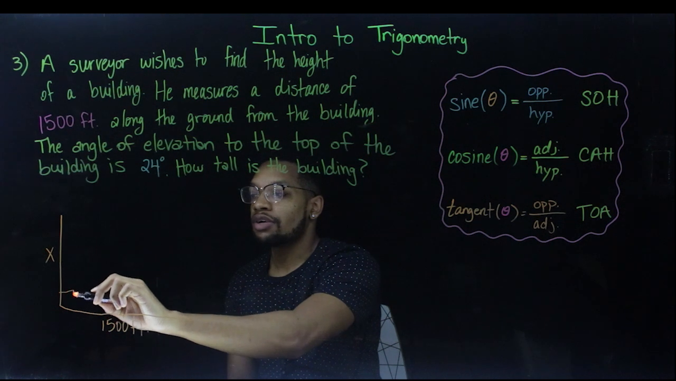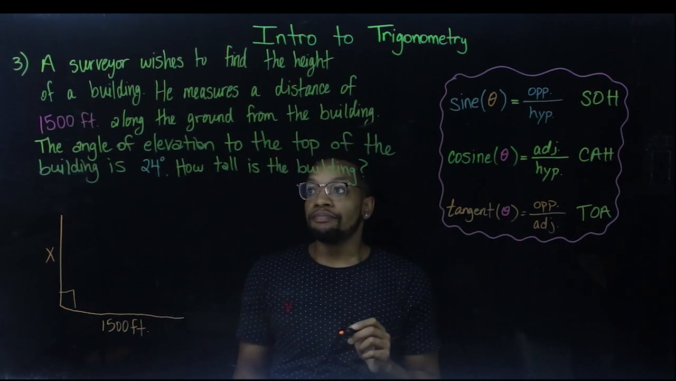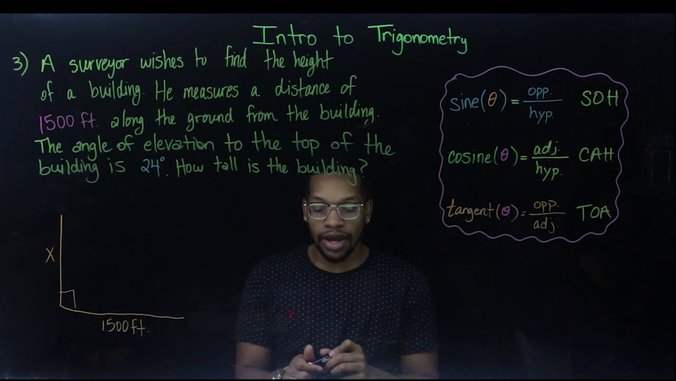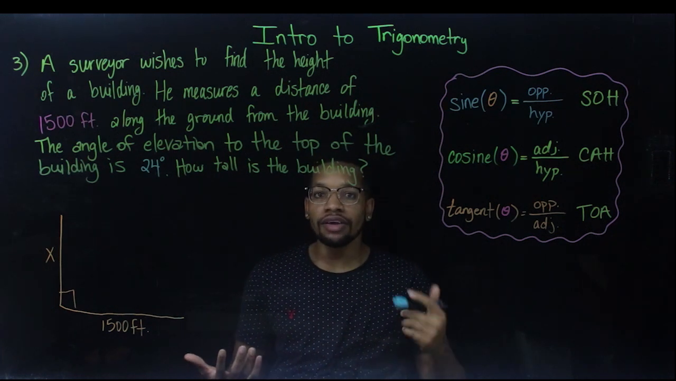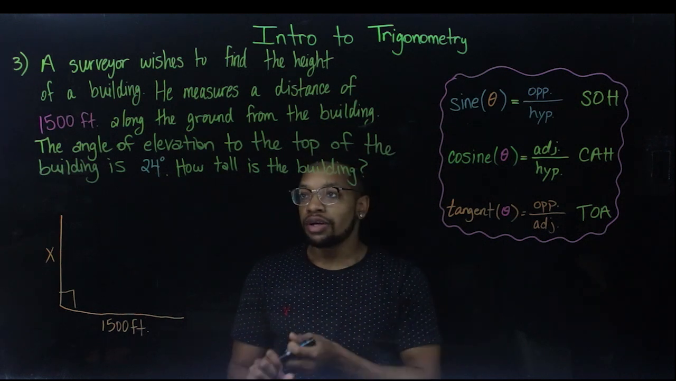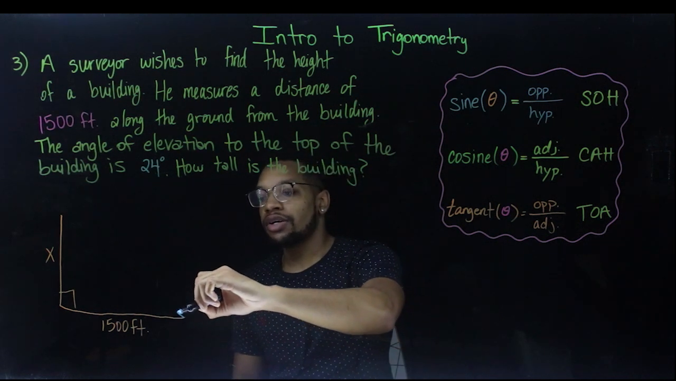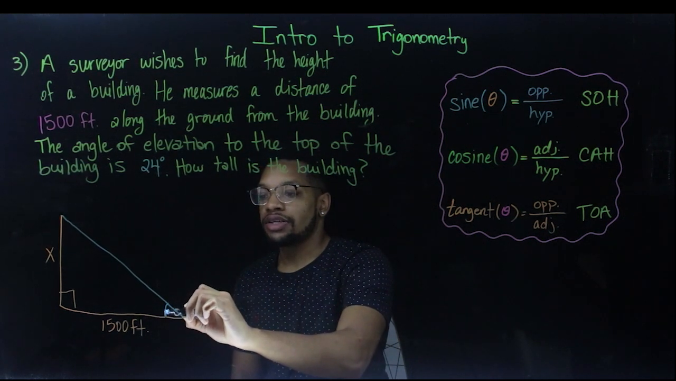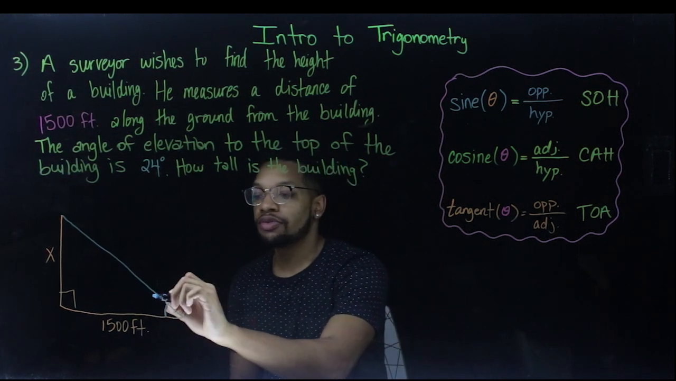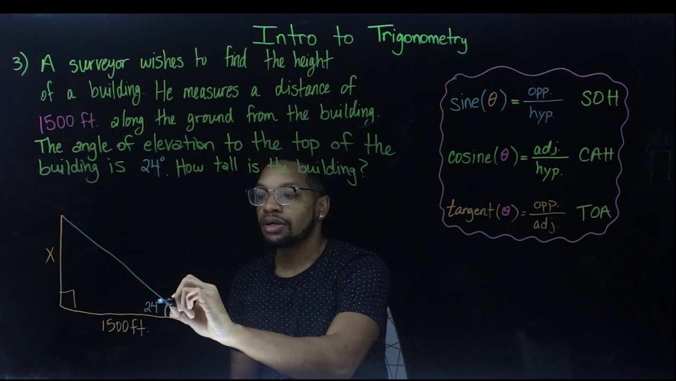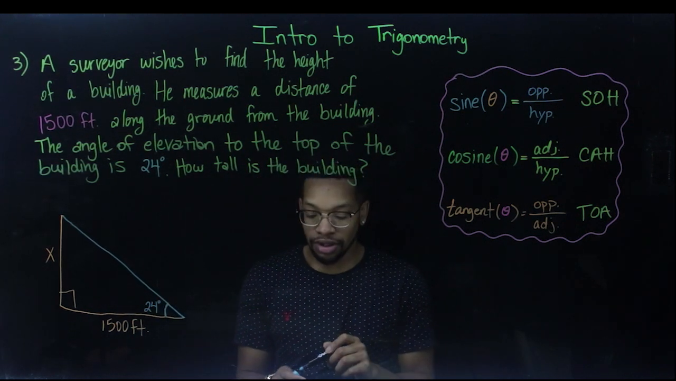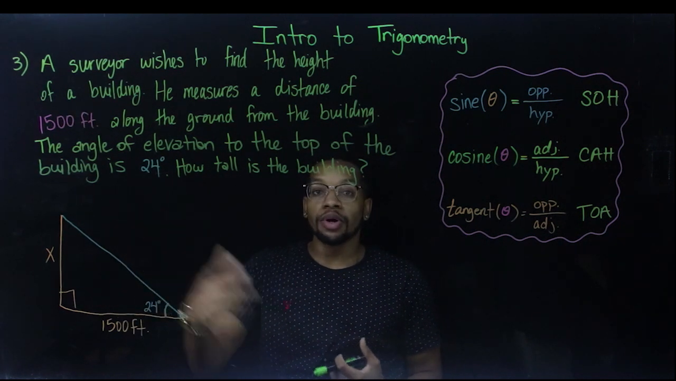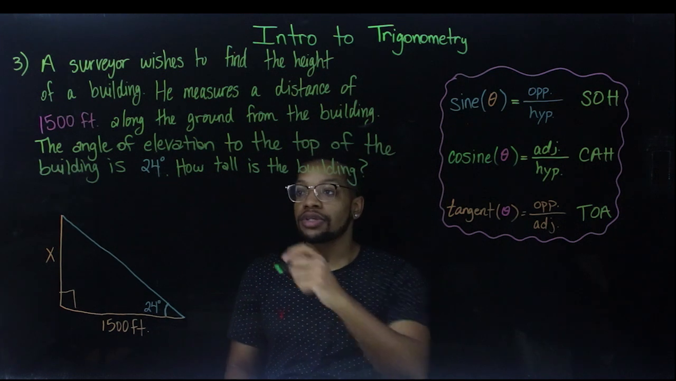And then, of course, that's our right angle. And it says the angle of elevation to the top of the building. So angle of elevation. You know, to elevate means to rise up. So that's going to be this angle right here. That is our angle of elevation, and it is 24 degrees. All right, how tall is the building? So already we just have a regular problem from the word problem and just repeat the same steps.